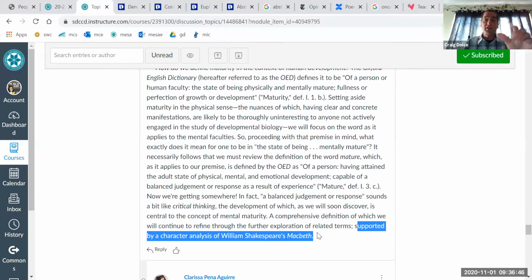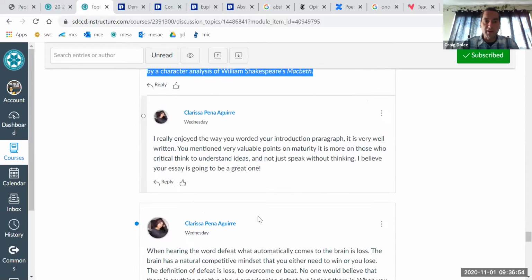Great job bringing in the issue. Great job presenting the critical thinking ideas. Great job mentioning the fictional source and the fact that you're going to analyze the element of character.